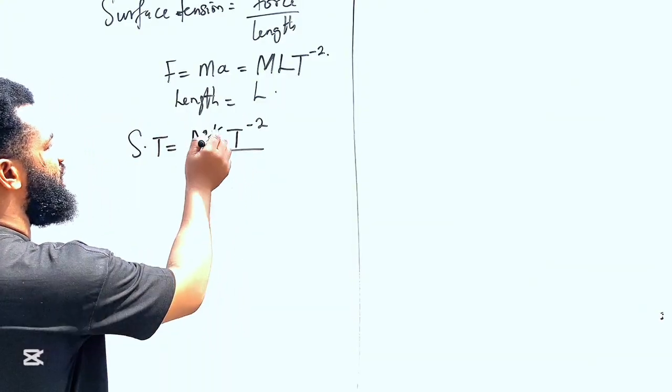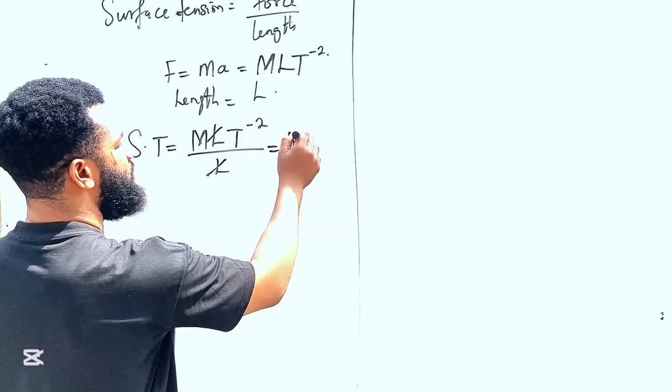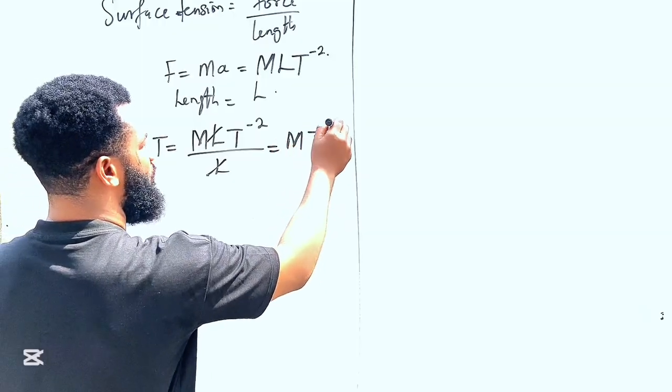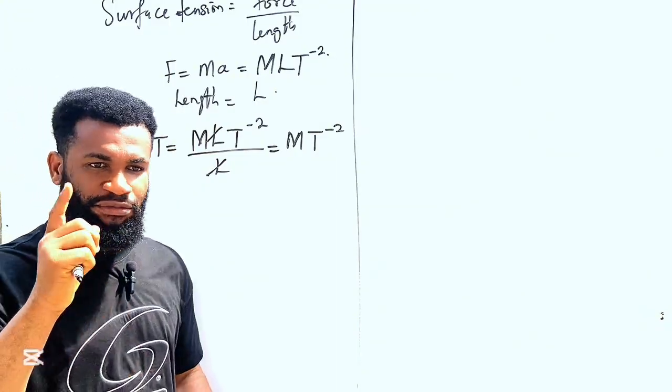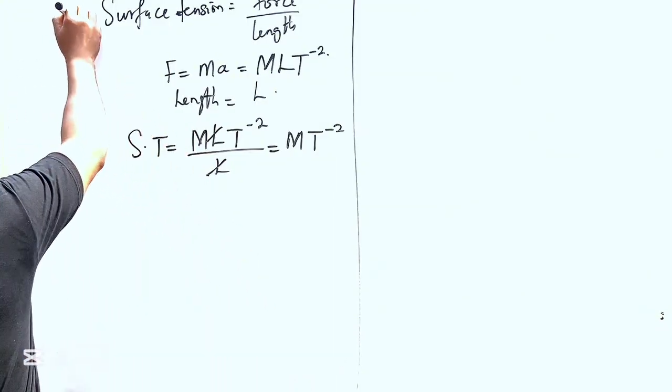Remember, this L is going to cancel L. We now have M t raised to power minus 2. This is the dimension for the surface tension. That is number 1A.